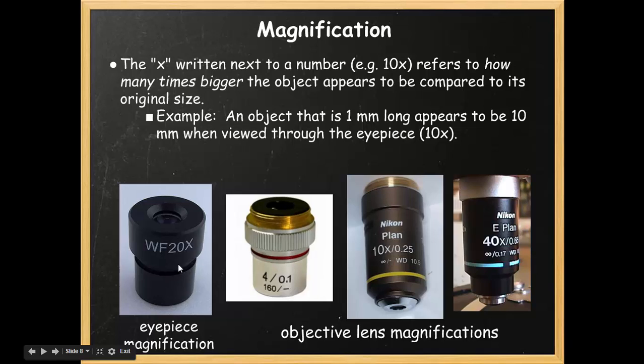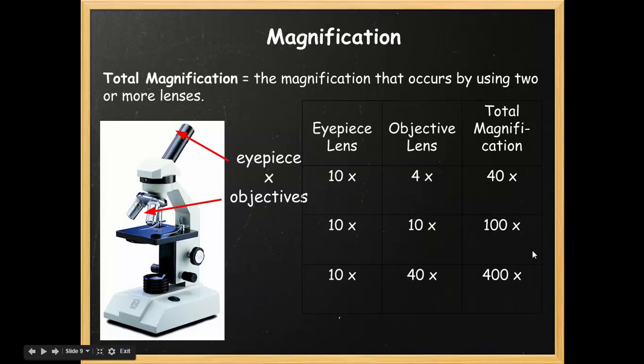Again, this eyepiece has a 10x magnification. This is a 4x, so the object would appear 4 times larger. 10x, so it would appear 10 times larger. And 40x, so 40 times larger. And again, these are your 3 objective lens magnifications.